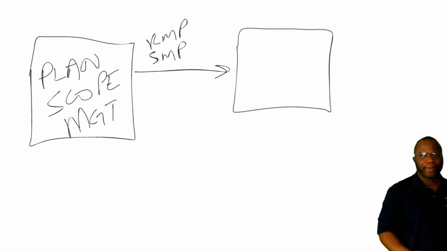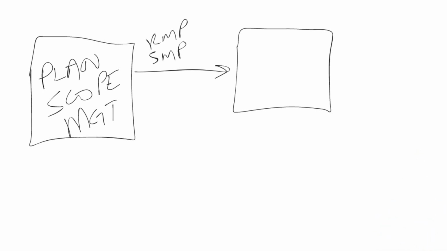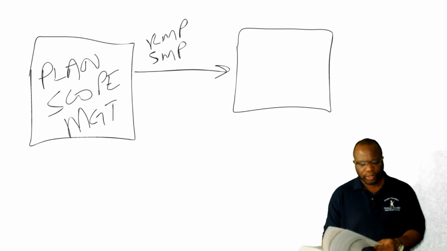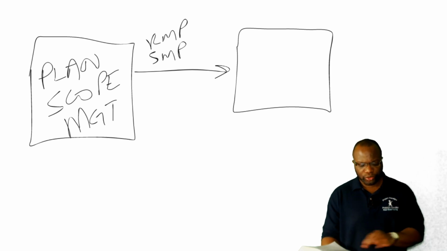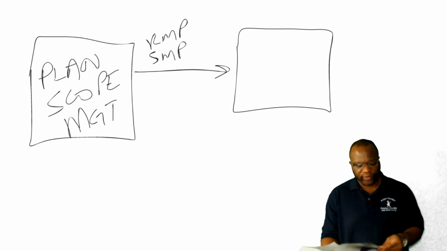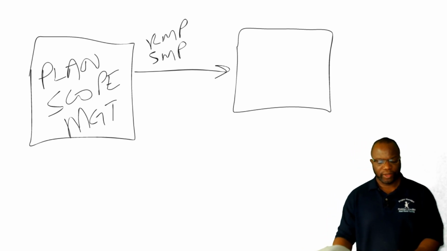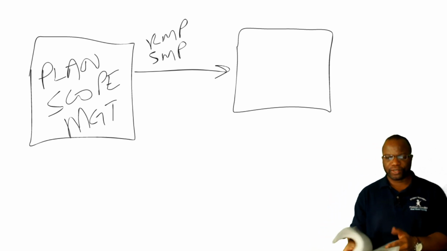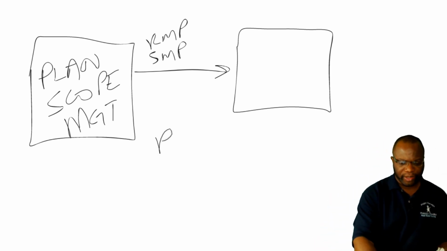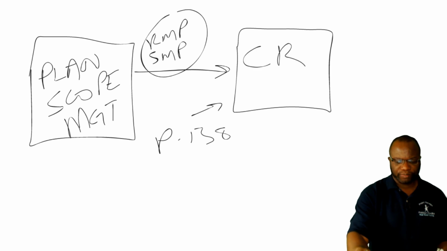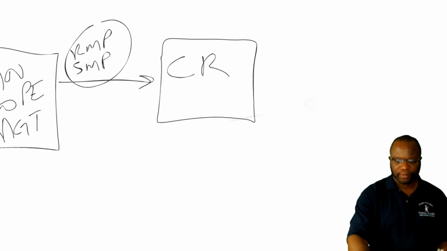If we can grab the PMBOK guide, let me do that. I want you to journey with me as we go to 5.2, because I want you to see what goes into 5.2 at the more granular level. If you take a look there, you see that we have both of the plans that we got from the first process going into the second one, and this is on page 138 of the PMBOK guide. Look at page 138 and you'll see both of these plans going into the collect requirements process. Collect requirements is where you elicit requirements from the customer.